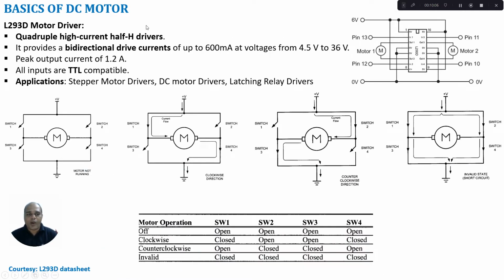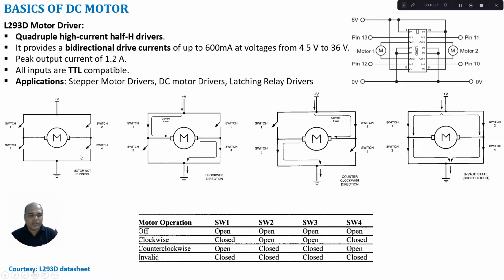So there is a very popular motor driver for DC motors, which is the L293 or L293D motor driver. In this tutorial, I will be discussing the L293D motor driver. This motor driver is a quadruple high current half-H driver. Which means we can electrically draw this motor driver in this format, which is something like an H.